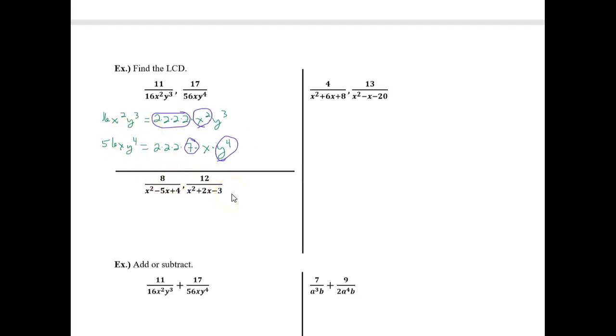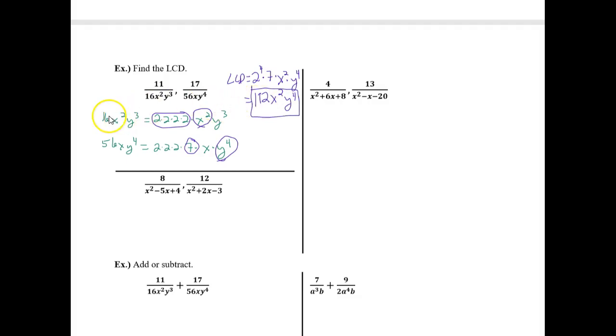So my final answer, the LCD here, would be everything that I circled. So 2 to the 4th times 7 times x squared times y to the 4th. And then if we simplify that a little bit, we'll get 112 x squared y to the 4th. And this will always work.